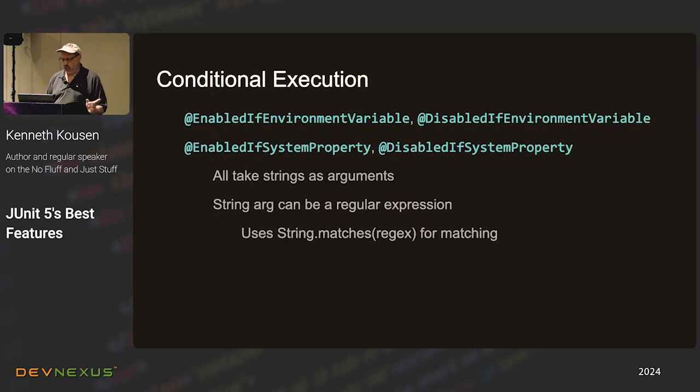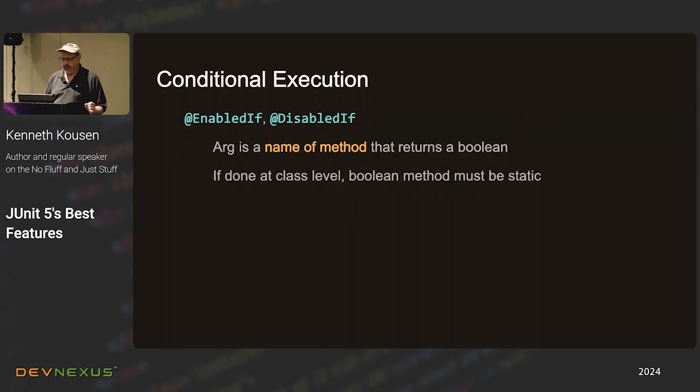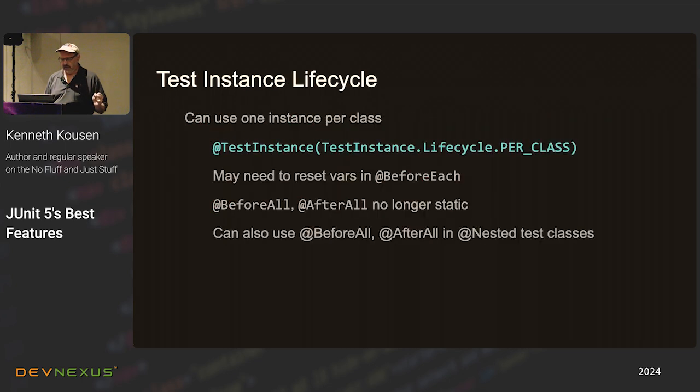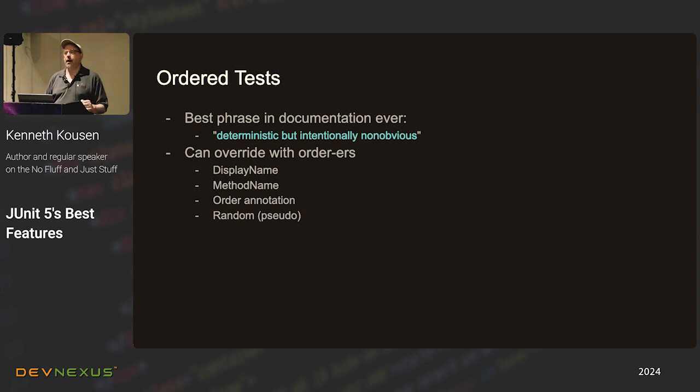Okay. So that's that whole list there. And there's the enabled, disabled ifs. And we did the test instance lifecycle. Already talked about that. Ordering.